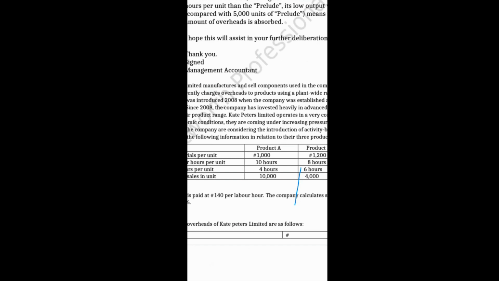So we have gotten material cost per unit. We have gotten labor cost per unit. We now want to do overhead cost per unit.